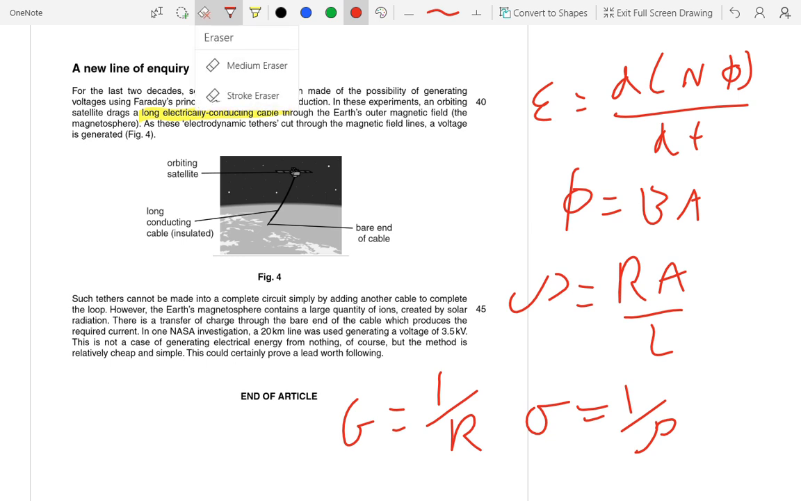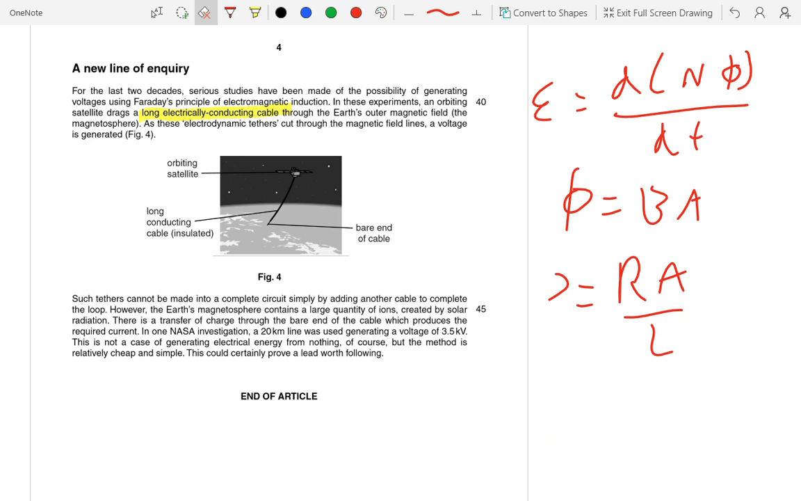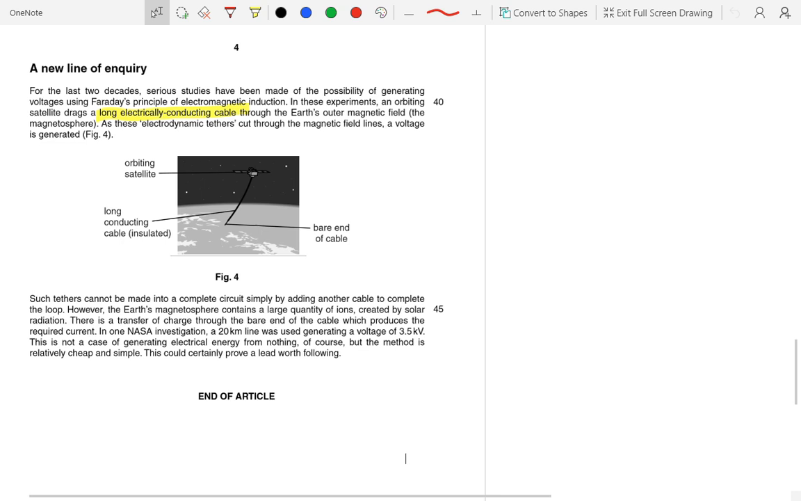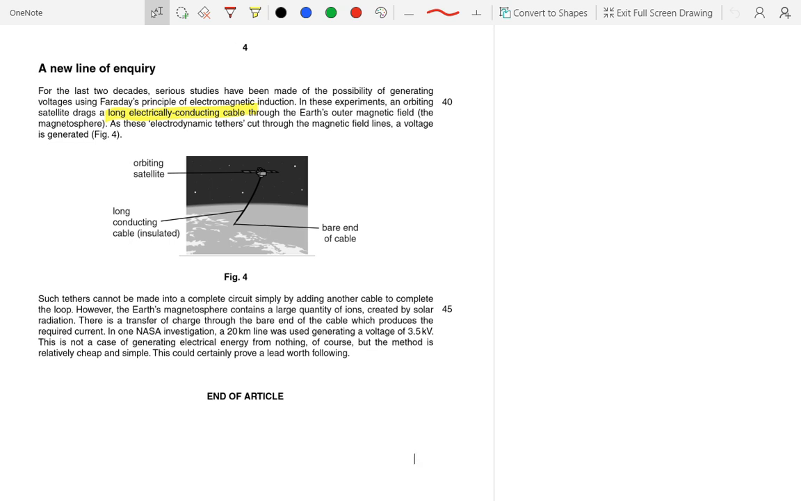And what it's saying is the way it's generating this electricity is these cables that are going down into the atmosphere, cutting with the atmosphere, and then generating electricity by a conducting wire cutting through a magnetic field. So, cutting through a field, and then the voltage is generated.